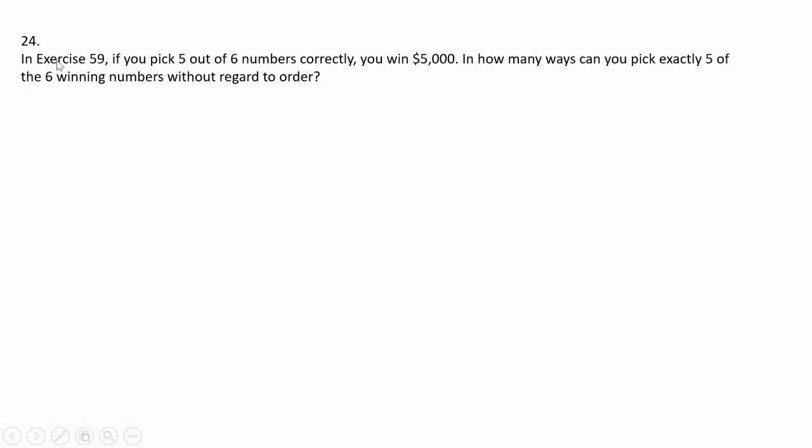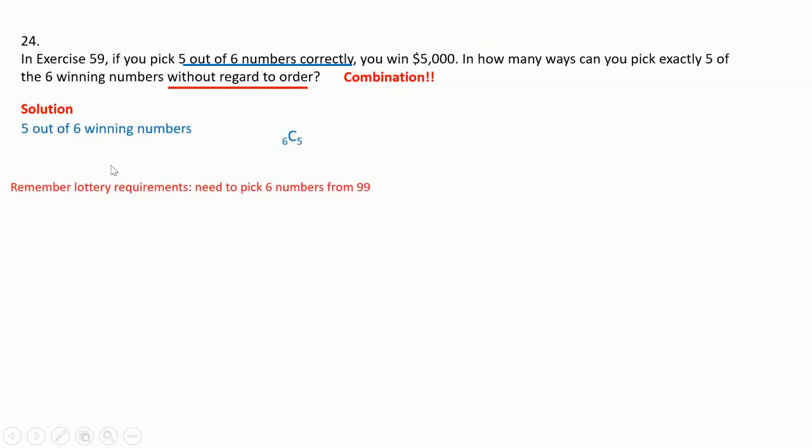Anyway, I believe we have 2 more. This is number 24 and 25, and we'll be done. In exercise 59, you pick 5 out of 6 numbers correctly, you win $5,000. In how many ways can you pick exactly 5 of 6 winning numbers without regarding order? That means it's going to be combination, right? So now, remember 5 out of 6. So 5 out of 6 numbers is going to be 6 combination 5.